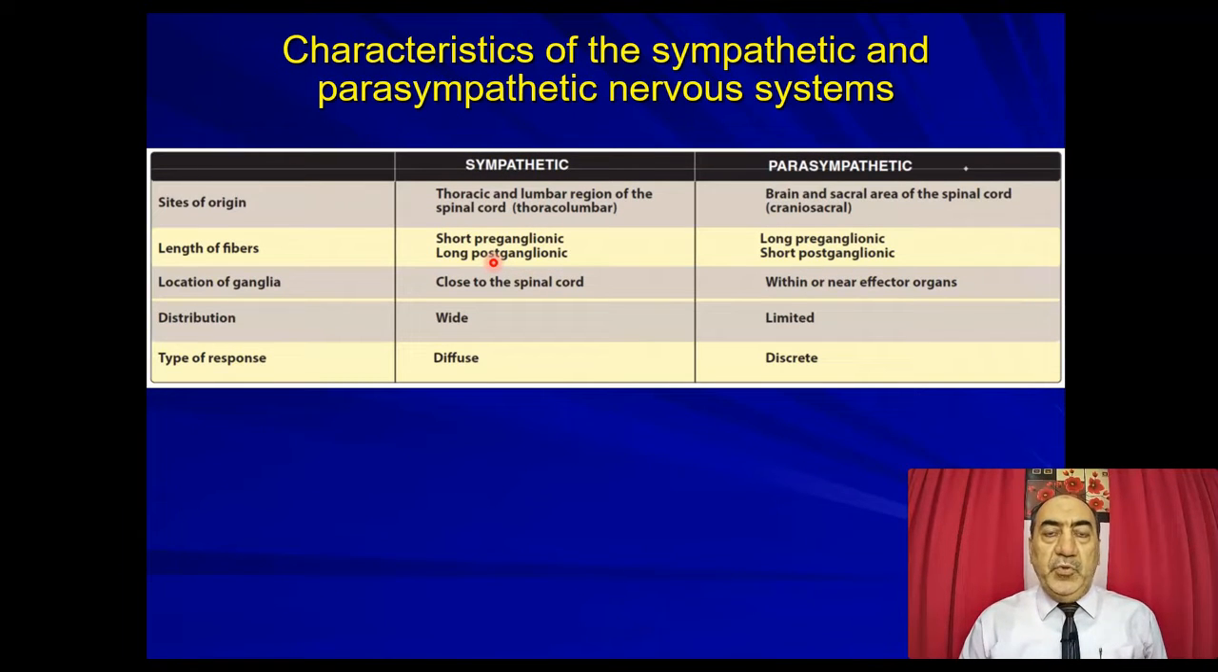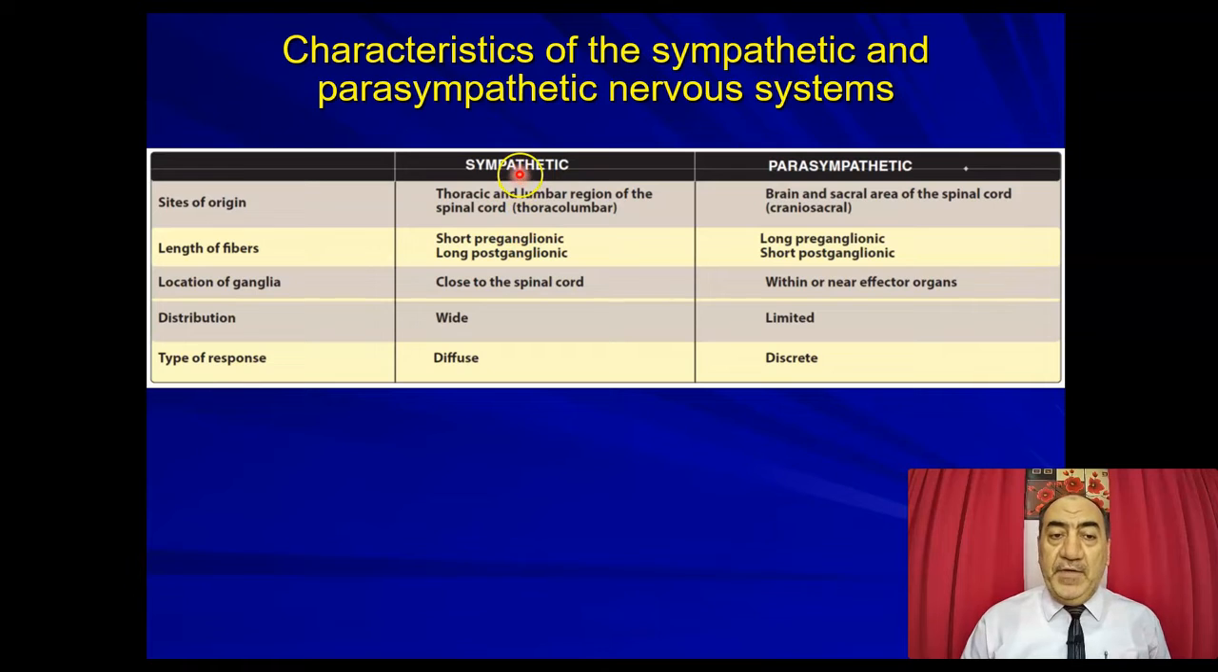So to clear some confusion that I noticed from some of your questions about the differences between the parasympathetic and sympathetic nervous system with regard to anatomy, I'll just review it quickly here. Regarding the site of origin, the sympathetic nervous system originates from thoracolumbar, as we mentioned before, and the parasympathetic nervous system originates from craniosacral. The length of fibers, this was part of the confusion.